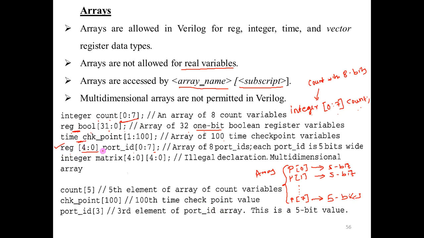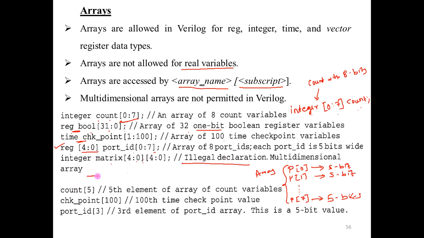Very important. You have vector also, you have array also. It is an 8-member array, and each member is of 5 bits. And I had said here, multi-dimensional arrays are not permitted in Verilog. So integer matrix 4 down to 0, 4 down to 0 is not possible this way, because you are already declaring it as an array. Array of array is not possible. So it is an illegal declaration.